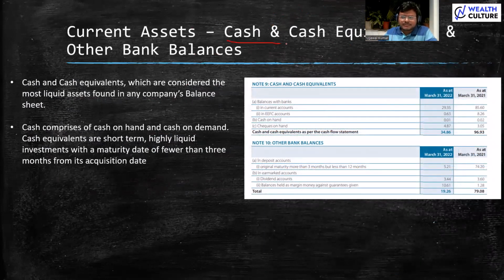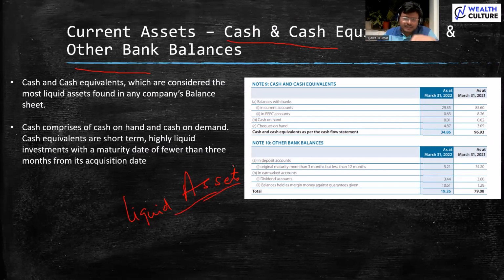Now you have a lot of cash balances, cash and cash equivalents, other bank balances on the balance sheet, which are again liquid assets. So these are really your liquid assets. These are assets that are either already liquid or can be converted into liquid within 3 months. That's how you define it, right? Fewer than 3 months, ideally, from the acquisition date. So that's the definition.